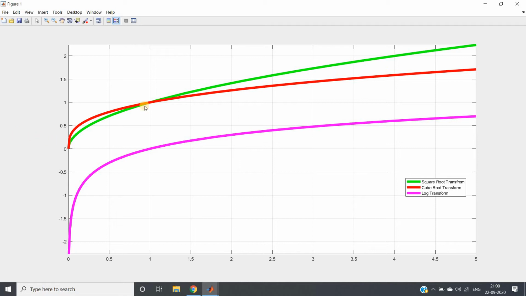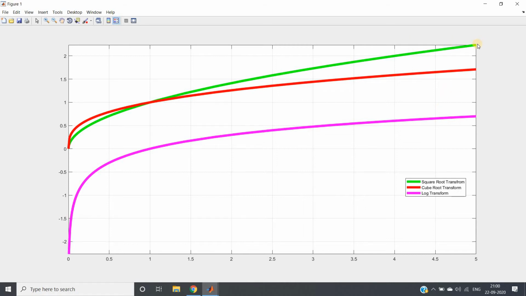Then see, the square root one is actually having the highest output at high values of x. So the square root transformation is the weakest transformation among these three: square root, cube root and log. If you compare, you can see that the square root transformation is giving the maximum y value, that is, the compression is less compared to the other two, cube root and log. So this is about square root, which is the weakest. And what about cube root? It is weaker than log but more powerful than square root.